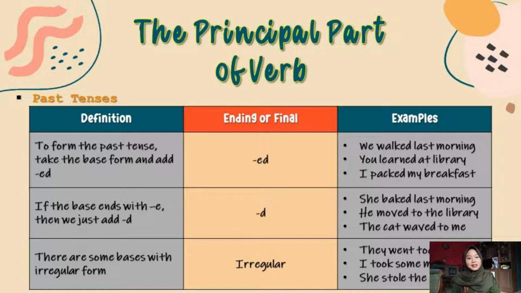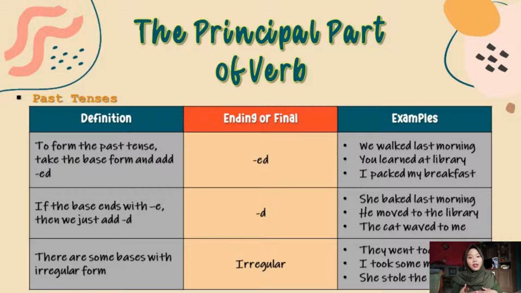Third, past tense. To form past tense, take the base form and add ed. Example: we walked last morning. You learned at the library. I packed my breakfast. If the verb ends with e, then we just add d to the end of the verb. Example: I baked last morning. The cat waved at me.